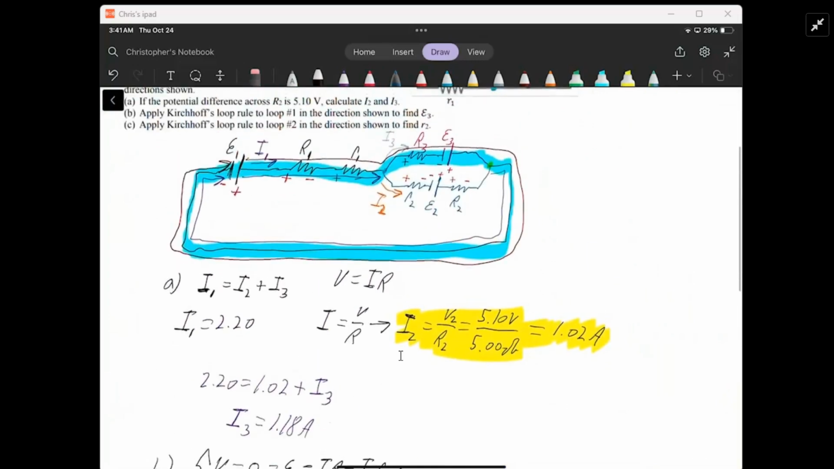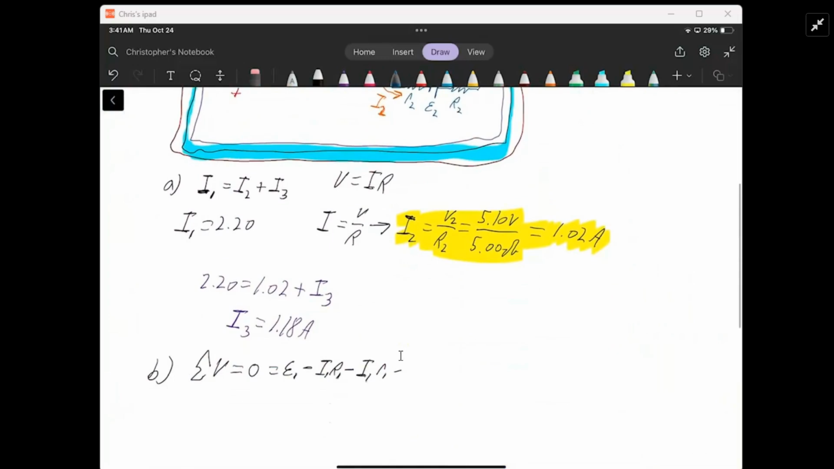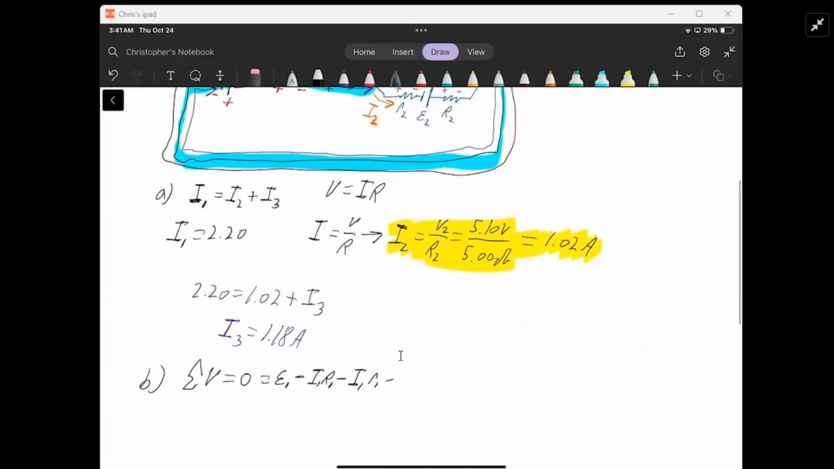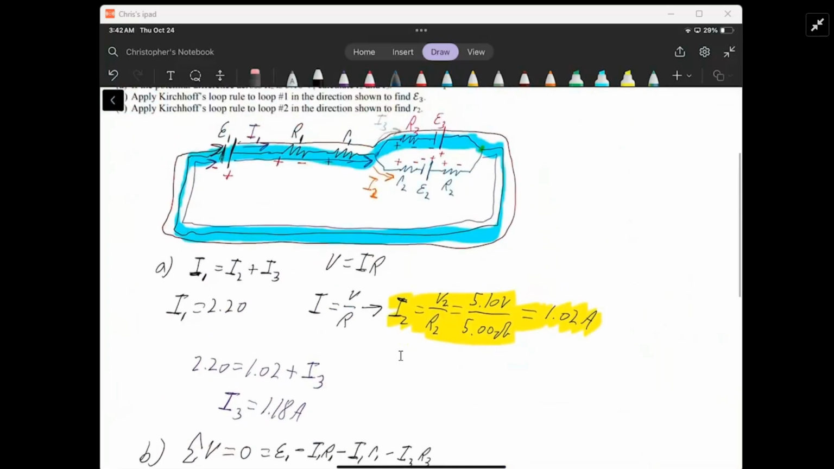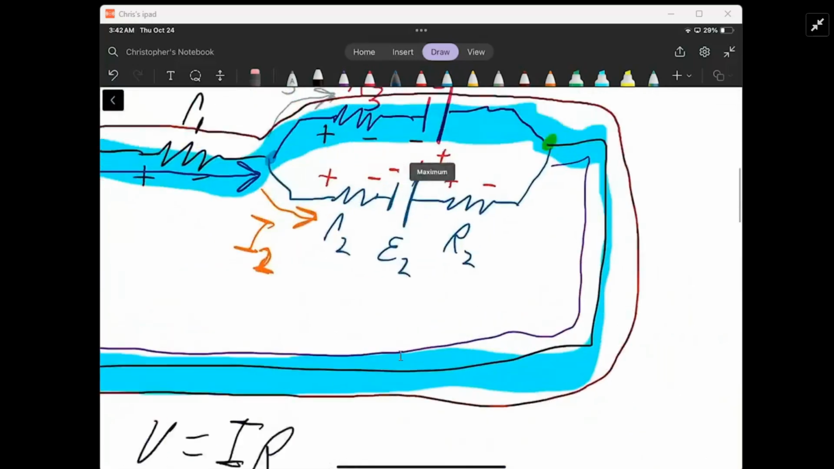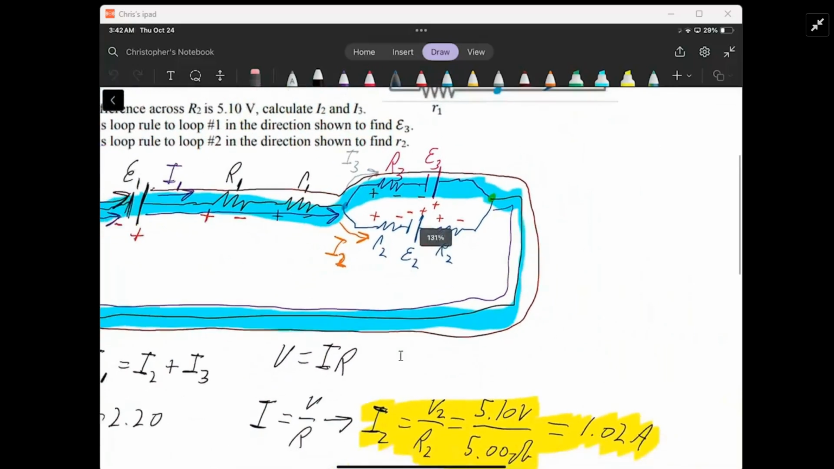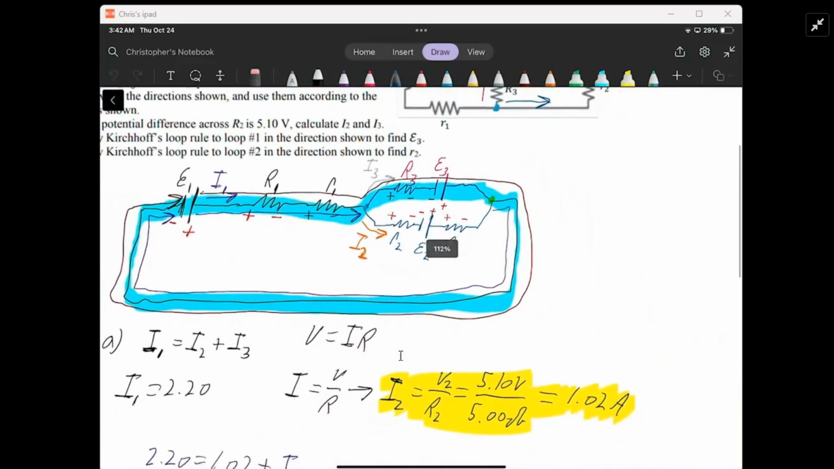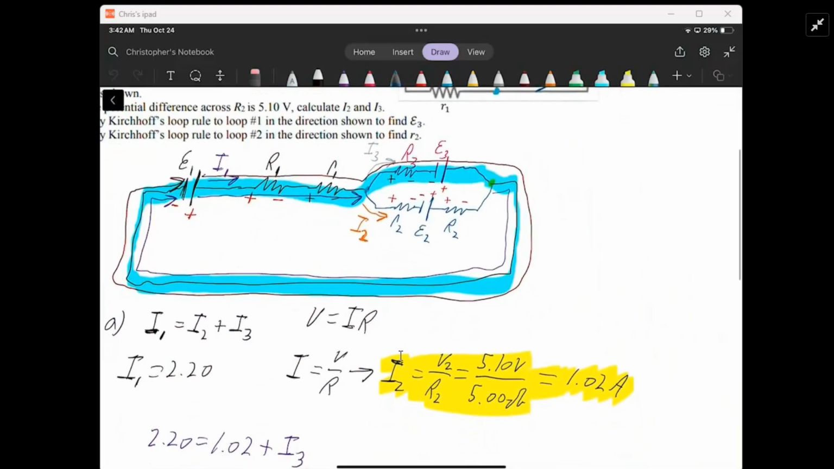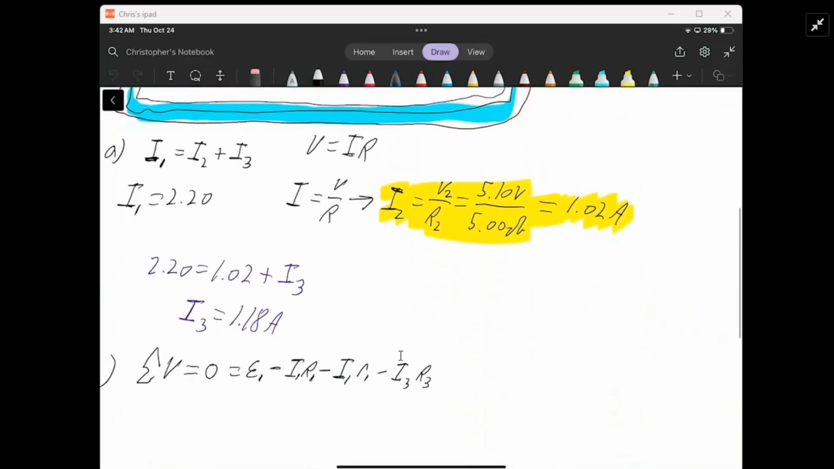And then the next thing is I3 and R3. So you're going to have I3 and capital R3. And then look, you have E3. And for E3, the plus sign is coming out towards the right. So when the current goes through that battery, since it's leaving through the positive end, you're adding E3.